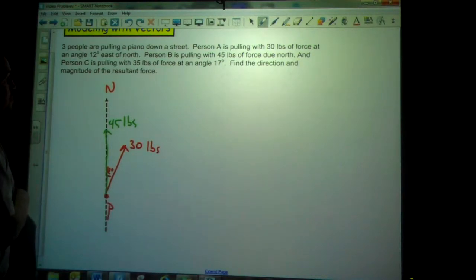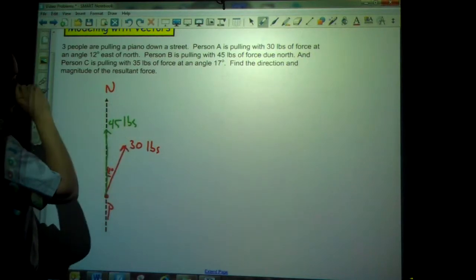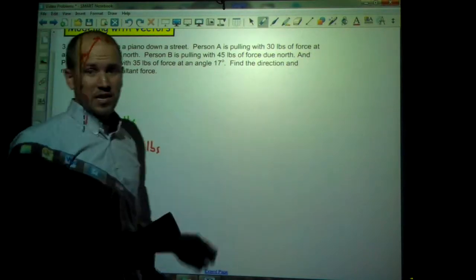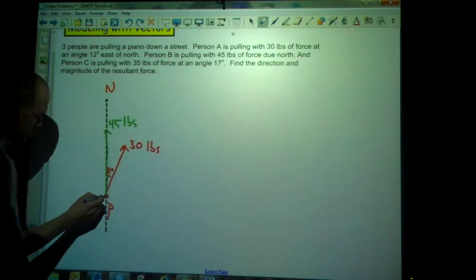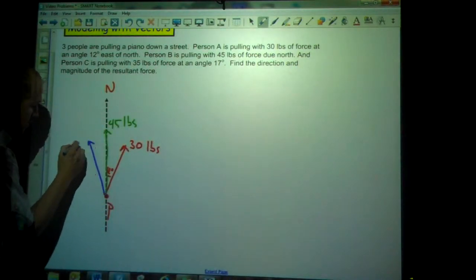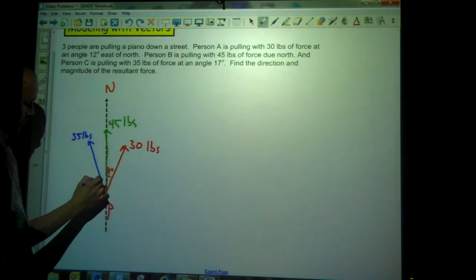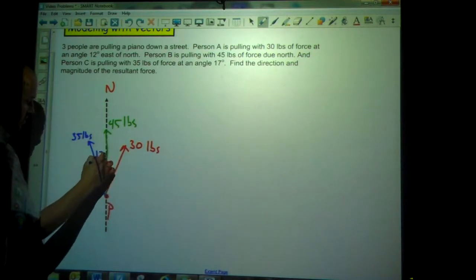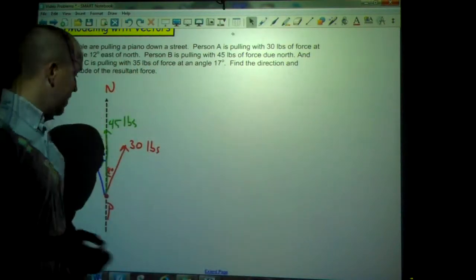And then the last person is 35 pounds. What I meant to say was 17 degrees west of north. West of north. Okay. So 17 degrees west of north. And a little bit longer than that first one, and then this is 17 degrees. Okay? So I'm going to find the components of all 3 vectors.